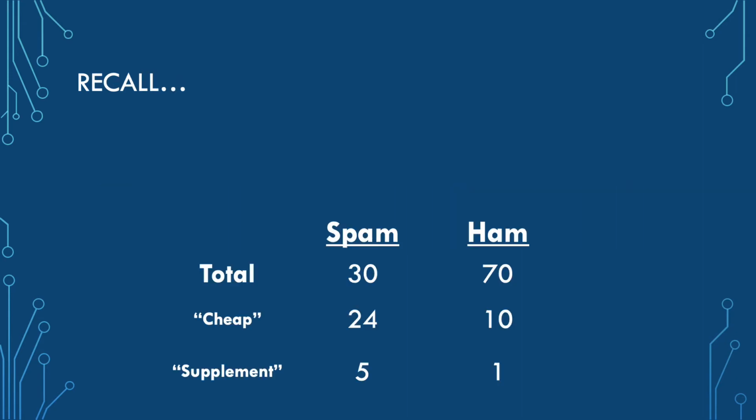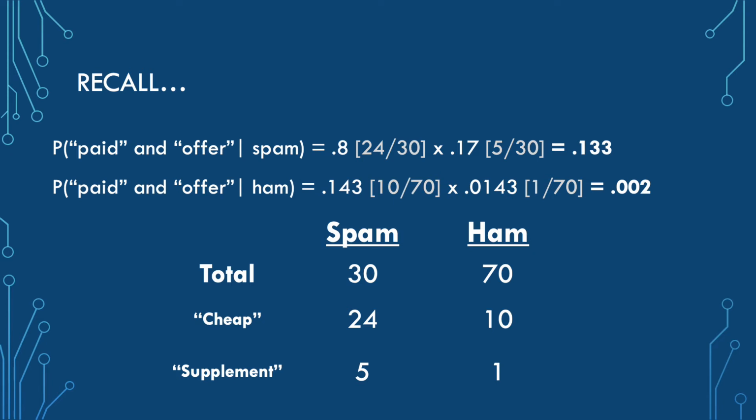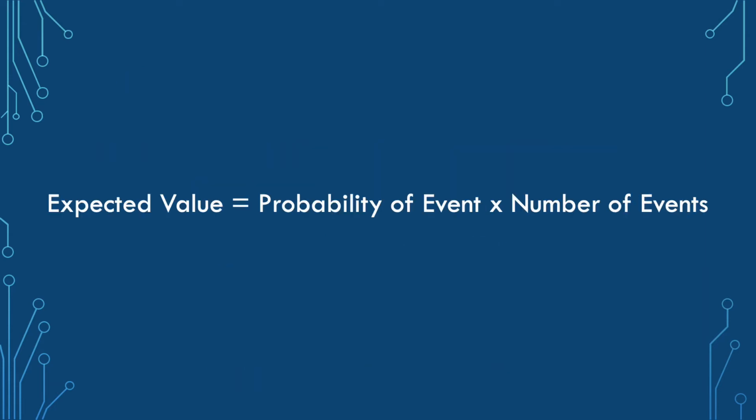So recall, given our probabilities, the probability of having both paid and offer, given that we know it's spam, is 0.13, and the probability of having both paid and offer, given that we know it's ham, is 0.002. What we can do with this information then is calculate an expected value. Recall that our expected value is just the probability of an event times the number of events that happen, and that expected value is the expected number of events to occur.